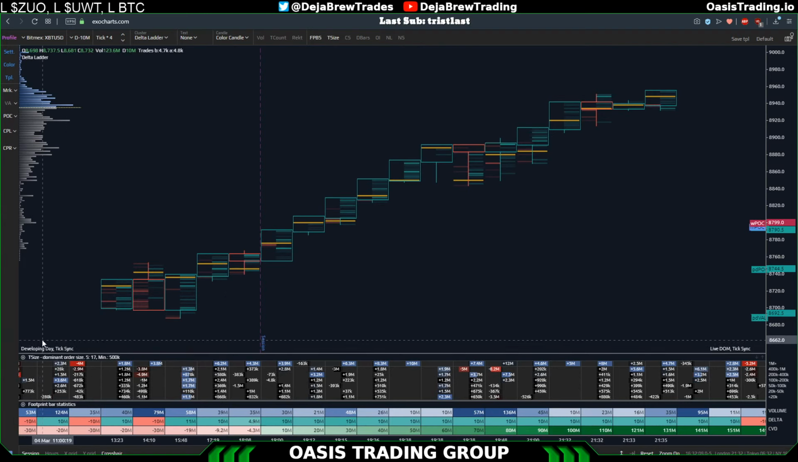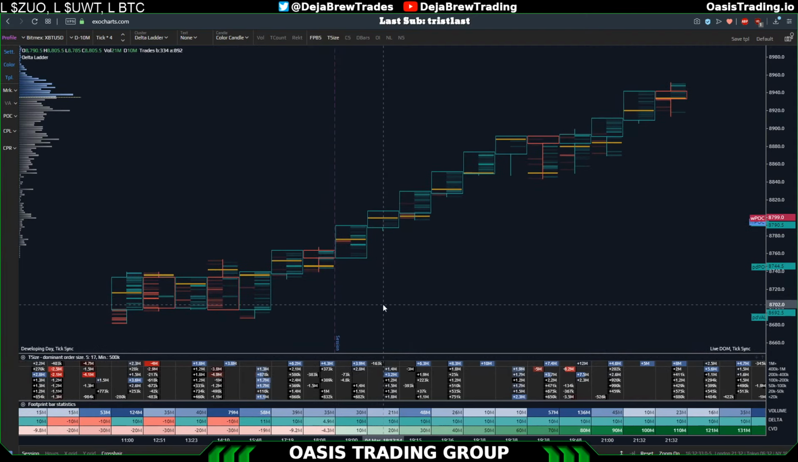Now, a few other things that I use down here are the dominant order size, the T size, which is what it's called on EXOCharts, and the footprint bar stats, right? I only look for the volume, the delta, and the CVD on the footprint. I don't care about the other metrics that it offers. So the volume, it's volume. There's nothing special about it. It tells you how much volume there is in each delta bar.